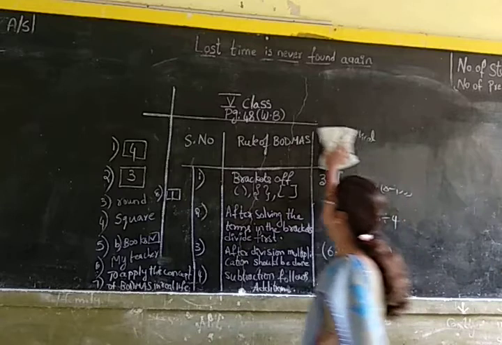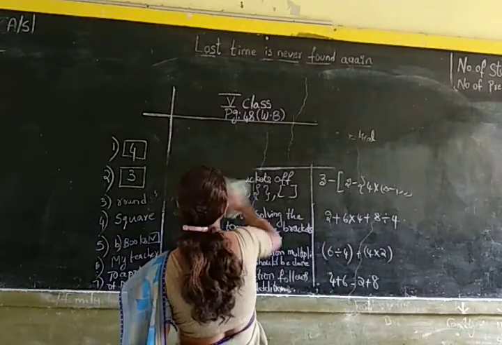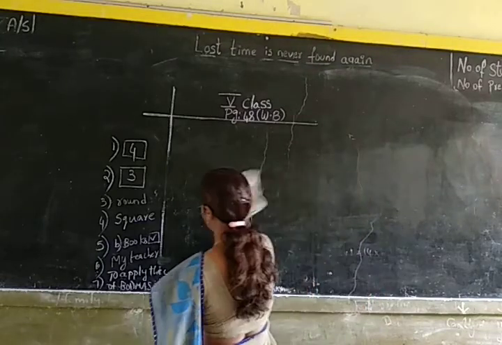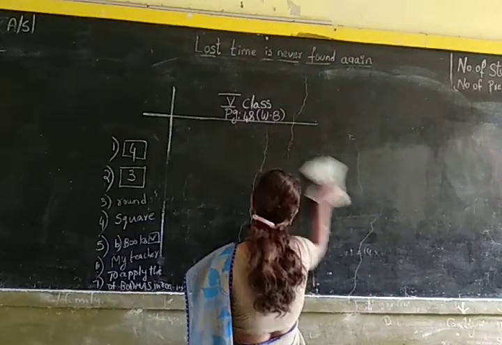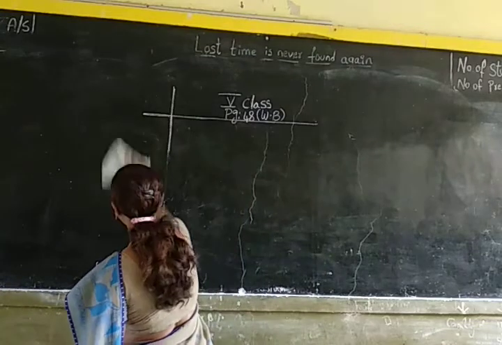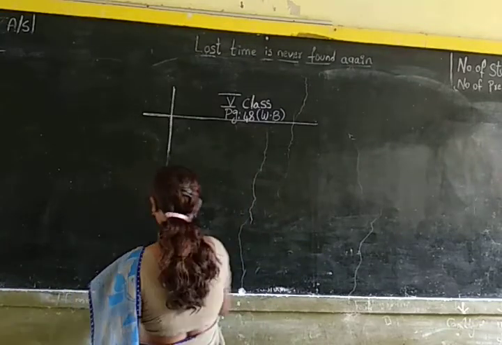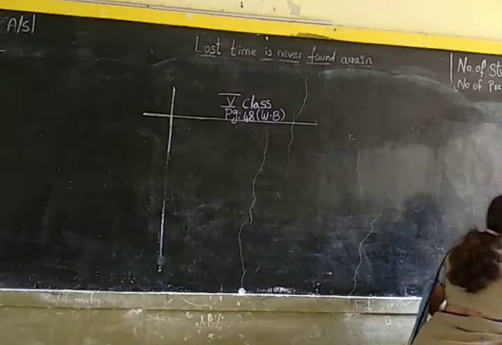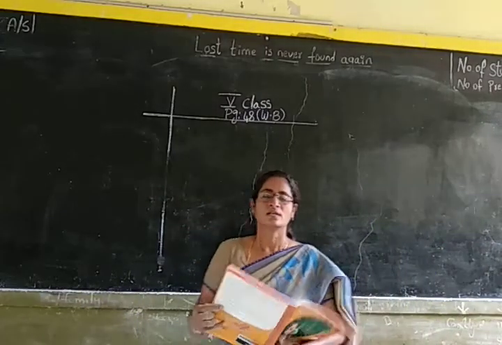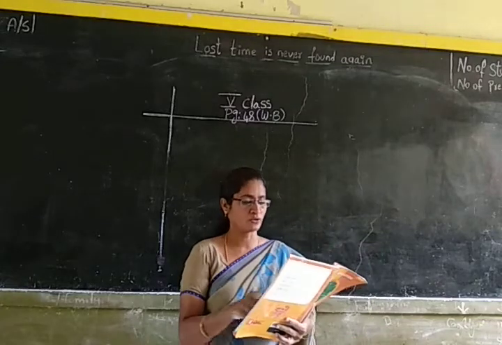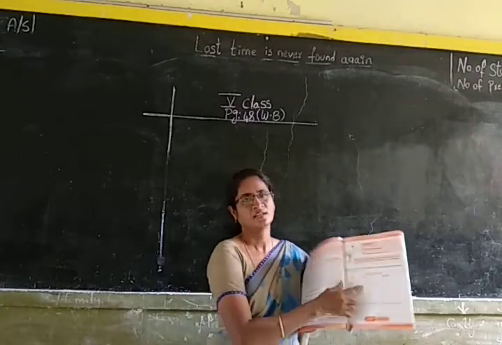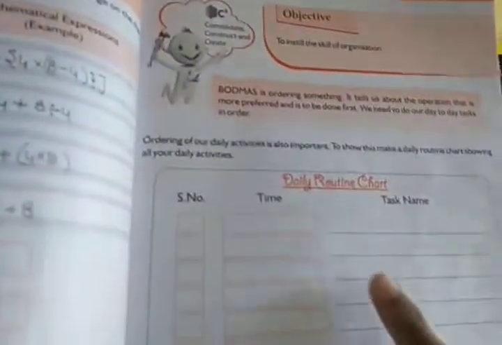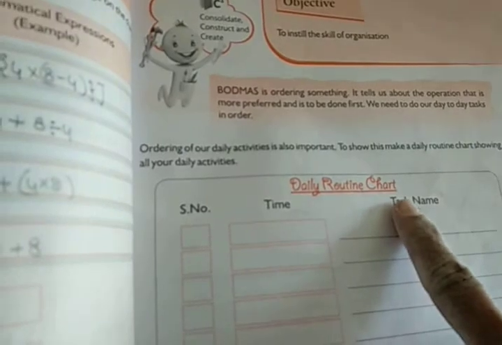Children, today's homework is you have to complete the C3 part. In the C3 part, you have to write down your daily routine and the time at which you complete it. For example, the time at which you wake up. In the C3 part, you have to write down the daily routine chart.